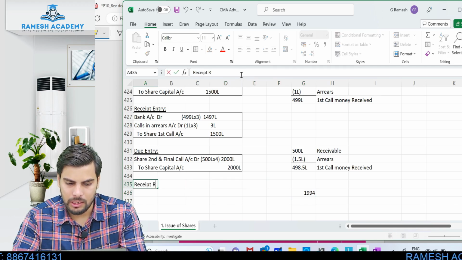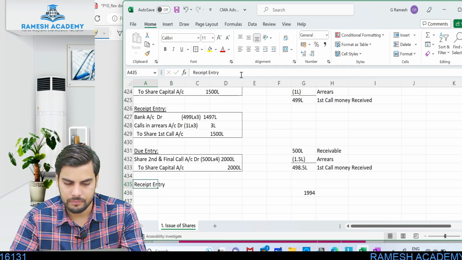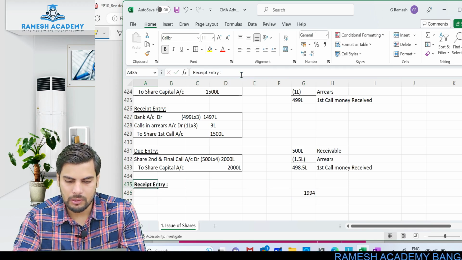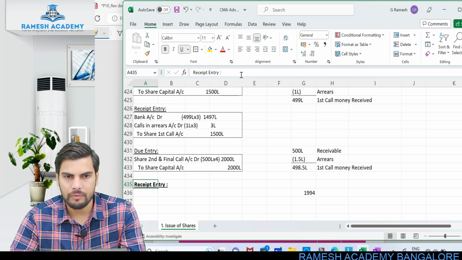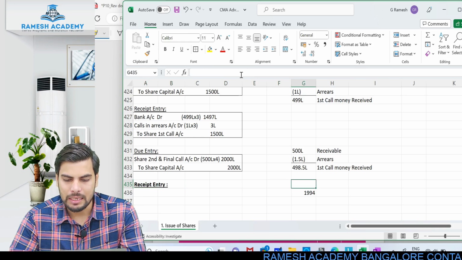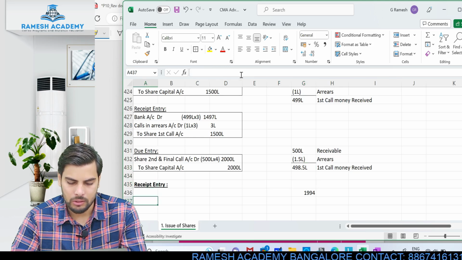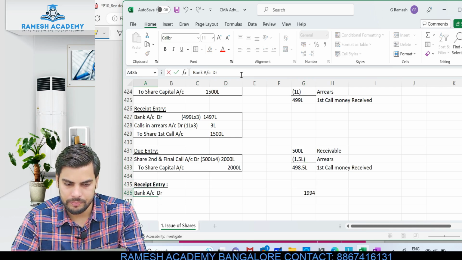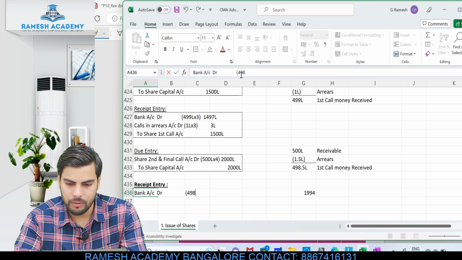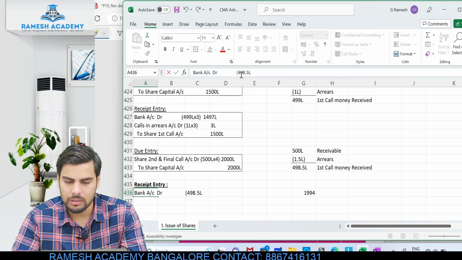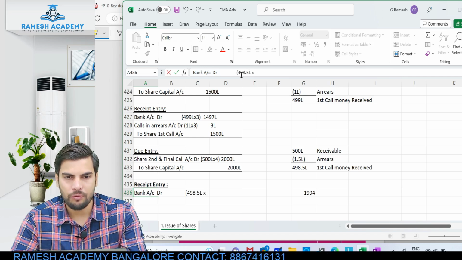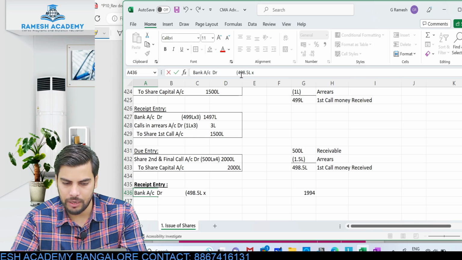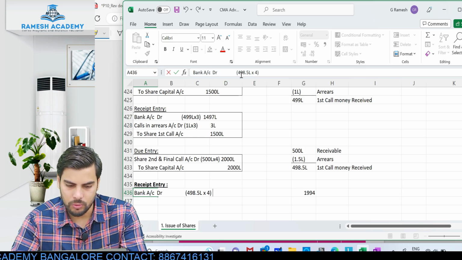So what will be the receipt entry? Now look at this receipt entry. I did not receive the second and final call money from the entire 500 lakh shareholders. I would have received the second and final call money only to the extent of 498.5 lakh shareholders. Okay, so the entry goes like this: bank account debit. I would have received only from 498.5 lakh. Why? Because the remaining 1.5 lakh shareholders defaulted in making the payment of second and final call. Okay, so 4 rupees. So this would be how much? This would be 1994 lakhs.